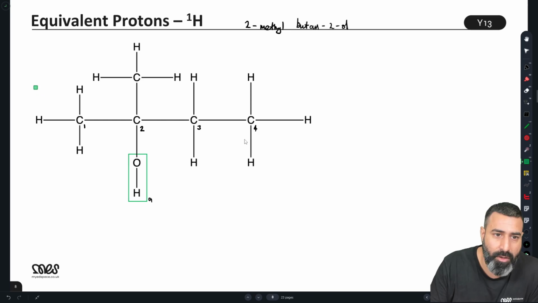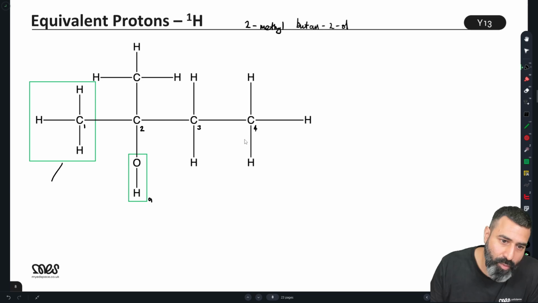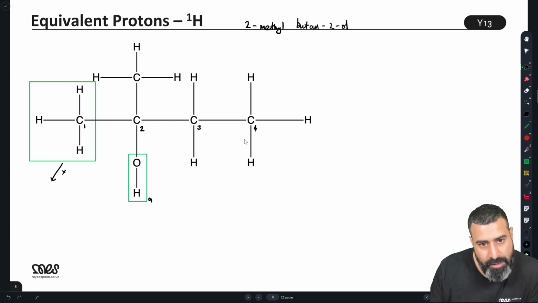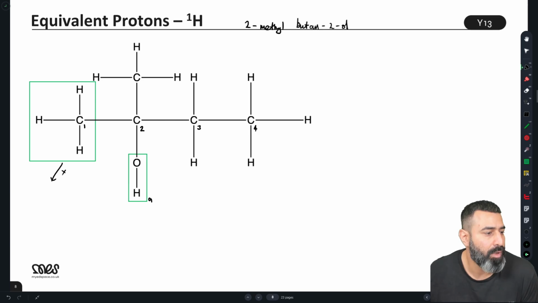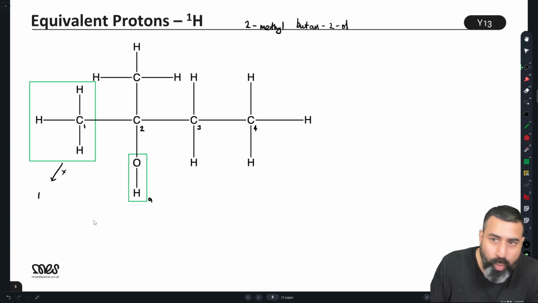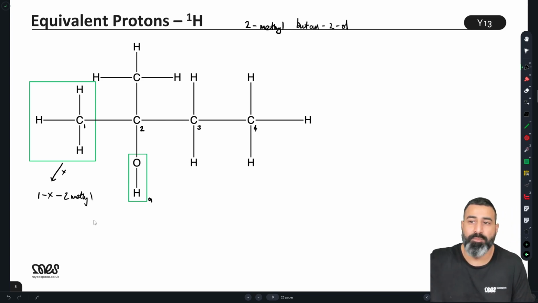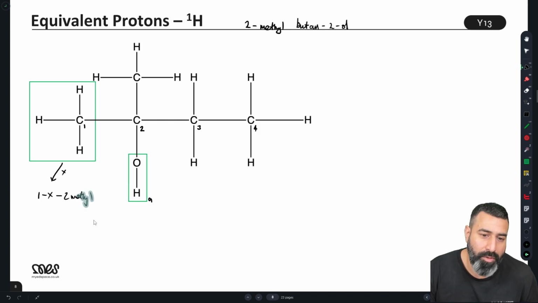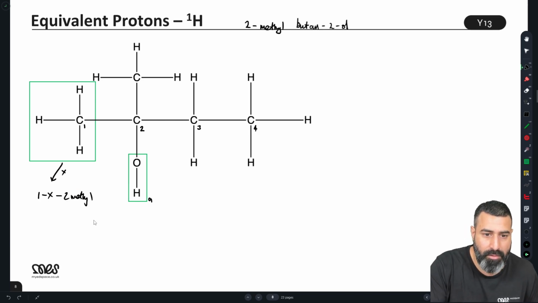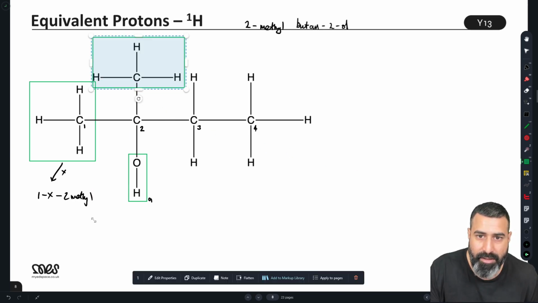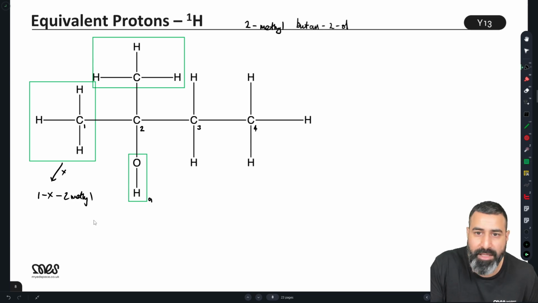Let's focus on this CH3 group, okay? So if I replaced one of these with an X, let's see how the naming would change. Okay, so it'd still be 1-X-2-methyl something, butan-2-ol, right? So using that, we'll leave that one up actually. So let's have a look at these CH3s.